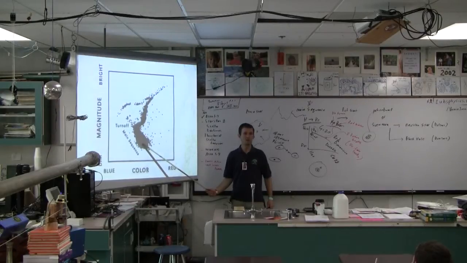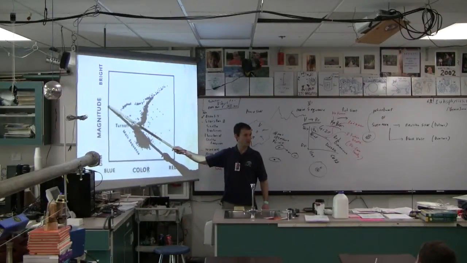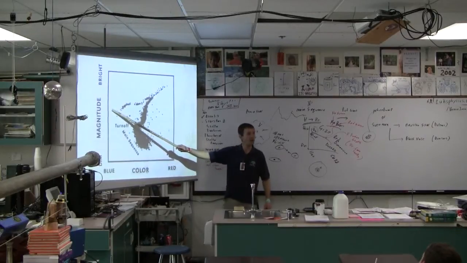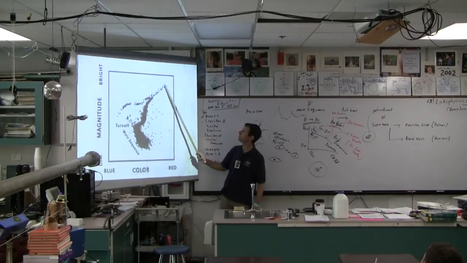Which stars live the longest? These guys live the longest. Which ones die the soonest? These guys, the big giant blue ones on the left side here, right? These guys live the shortest amount. So where have they gone in this globular cluster? They've died. They're heading off. They're becoming red giants, right?